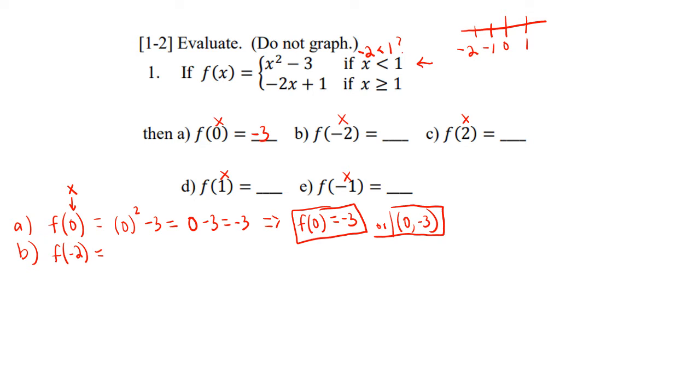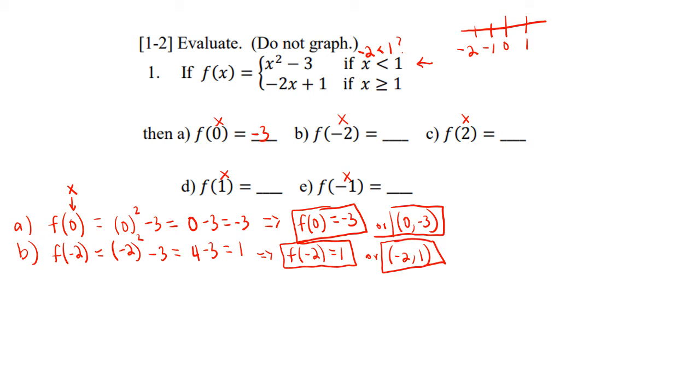So what we do, plug it in for x, negative 2 squared minus 3. Negative 2 squared is 4. 4 minus 3 is 1. So that ends up giving us the function of f of negative 2 equals 1. Or, again, you can write it as a coordinate point, negative 2, comma 1. Which finishes off part B for us, right? So f of negative 2 was 1.